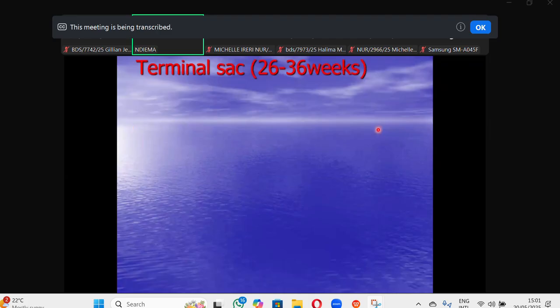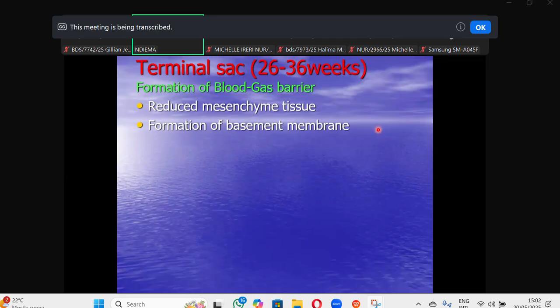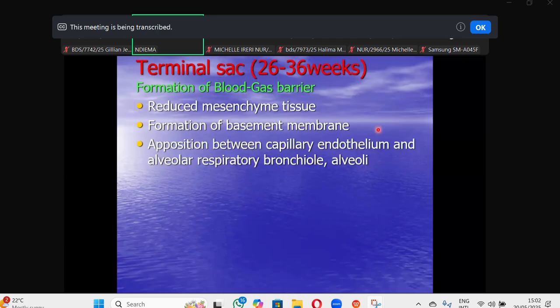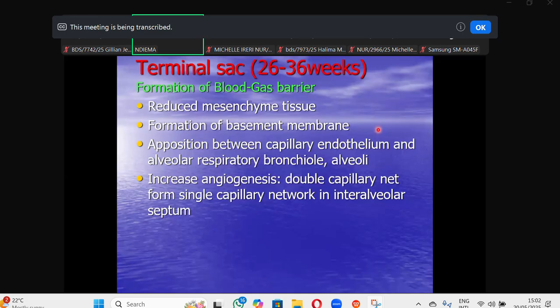Then we have the terminal sac stage, which you talked about, and the terminal sac stage is more of expansion of the distal parts, reduction in the mesenchyme tissue, formation of more blood vessels, and in this case, we actually have a double-layered blood vessel. So each of the alveoli will have double layers of blood vessel, but this eventually thins out so that you only have a single layer towards the end of the terminal sac stage.